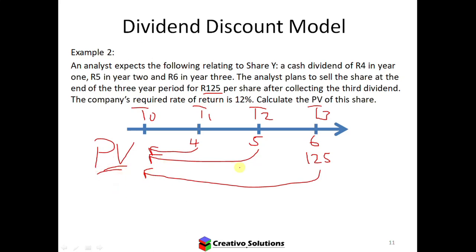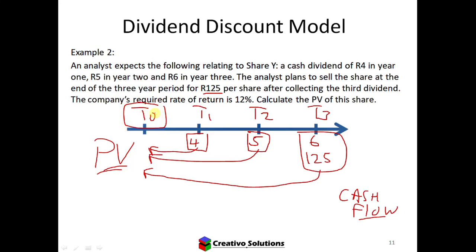So you can use your calculator to do this. You can treat each of these amounts as a cash flow, and you can discount those future cash flows back in time using your cash flow function. If you do that, just make sure that you don't put any amount for time 0. Time 1 would be 4, time 2 will be 5, time 3 will be the 6 and the 125. And then you need to insert a rate, which is 12%, and then you would calculate what the present value is.